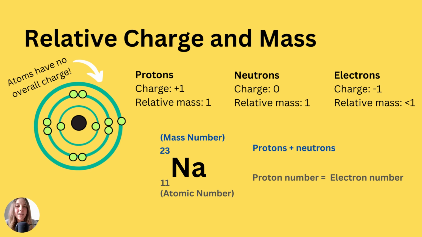Now, if you remember what I said, the number of protons is always equal to the number of electrons. So if there are 11 protons, that means there are also 11 electrons too. Now, if we wanted to use that to work out the number of neutrons, we would simply do 23 minus 11, and that would give us an answer of 12. So the answer for how many neutrons there are in a sodium atom, we would say 12.